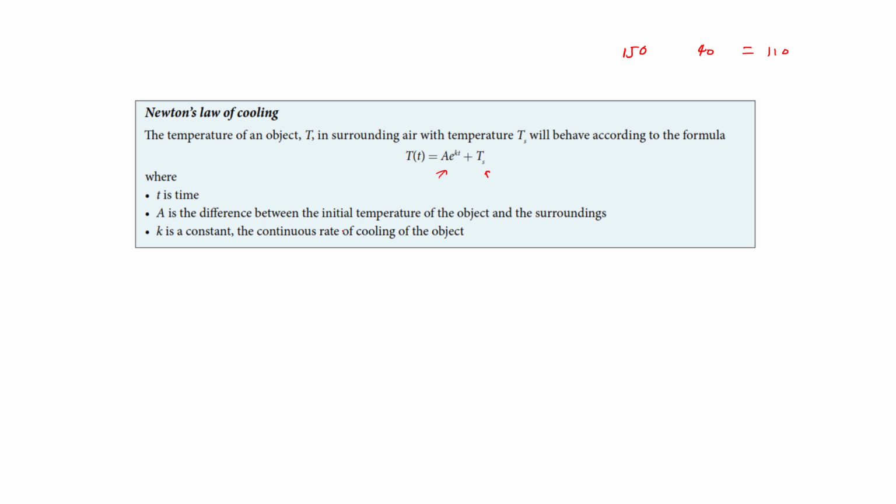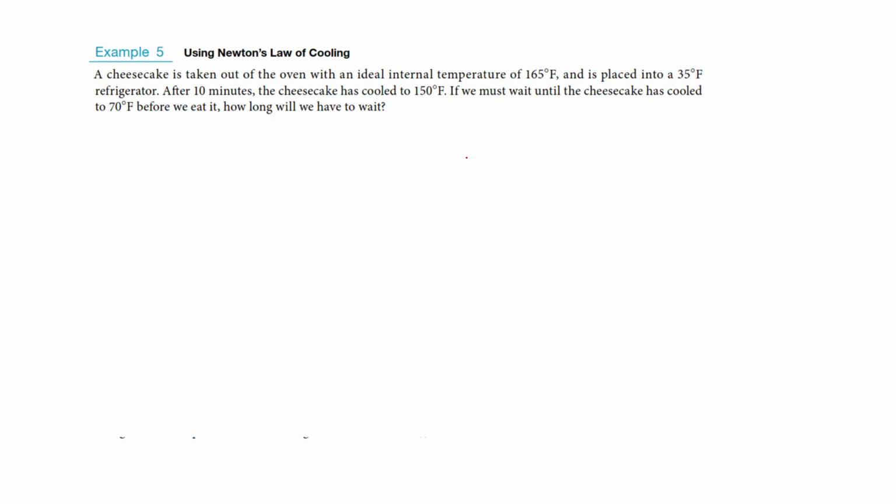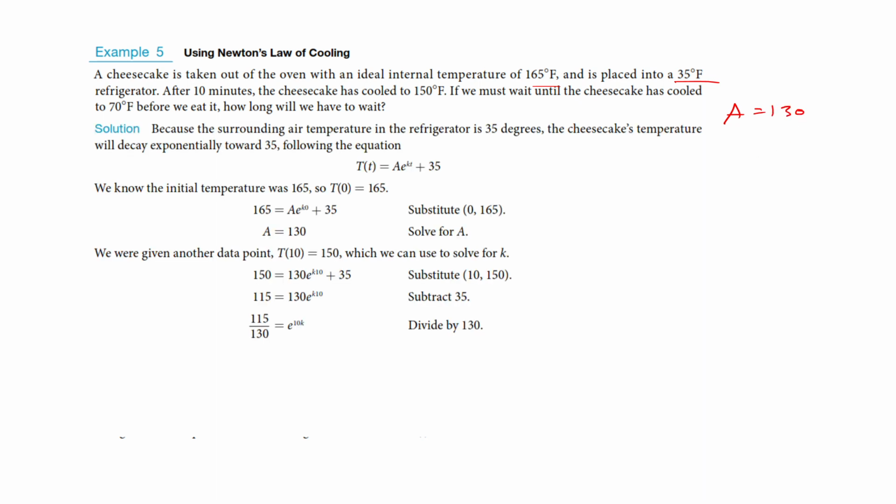Now everything else there is what we'd expect. We've got e to the kt, where k is going to represent that rate that it's cooling off. Okay, so here's what we got. Something came out of the oven at 165. It's put in a 35-degree refrigerator. So we have a difference here. Our A is going to be 130. Now they did that in kind of a strange way, but so we've got our initial difference of 130. We know the surroundings. It's now in a fridge that has a 35-degree temperature.